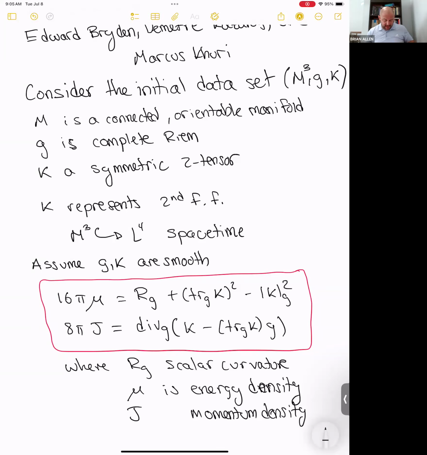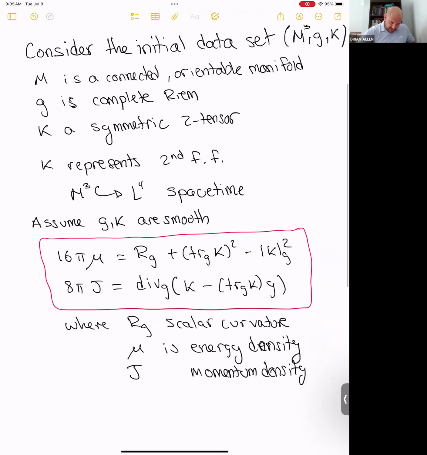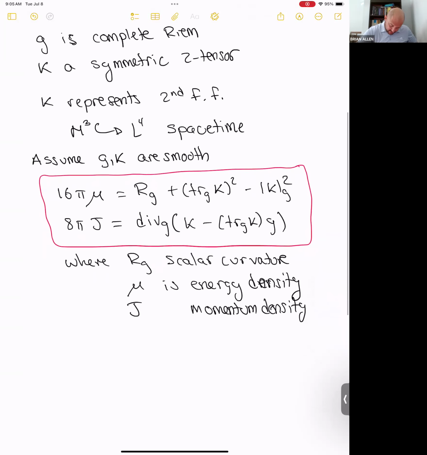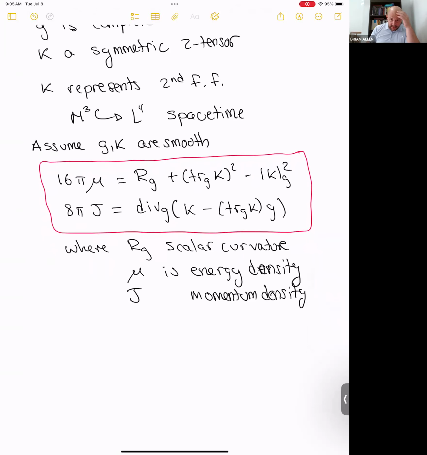We won't really need the exact form of this equation much, but it is important to note that's how you go from the spacetime setting to the connected oriented manifold setting with a symmetric two tensor to talk about initial data sets. And we're always going to assume what's called the dominant energy condition, which says that mu must be bigger than or equal to the length of J. J is a three-dimensional vector.